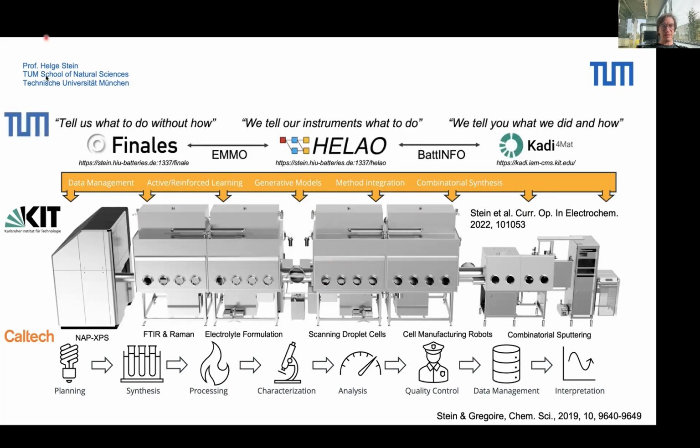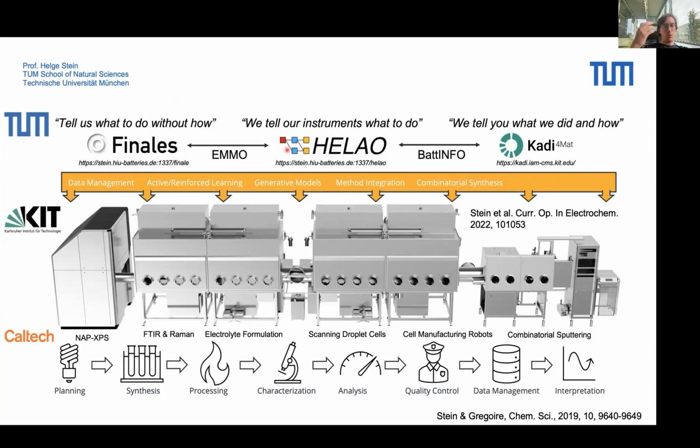Now, what we are continuing here at TUM is we want to do something called Finales. I'll talk about this later. This is the Fast Intention Agnostic Learning Server. Essentially, this is you telling us what to do without necessarily having to know how we do it. This is important because, let's say you want a battery with a specific electrolyte because you just want to test something. Now, you don't want to know exactly how our battery manufacturing robots work. You just want that damn battery, and Finales is the interface to do that.